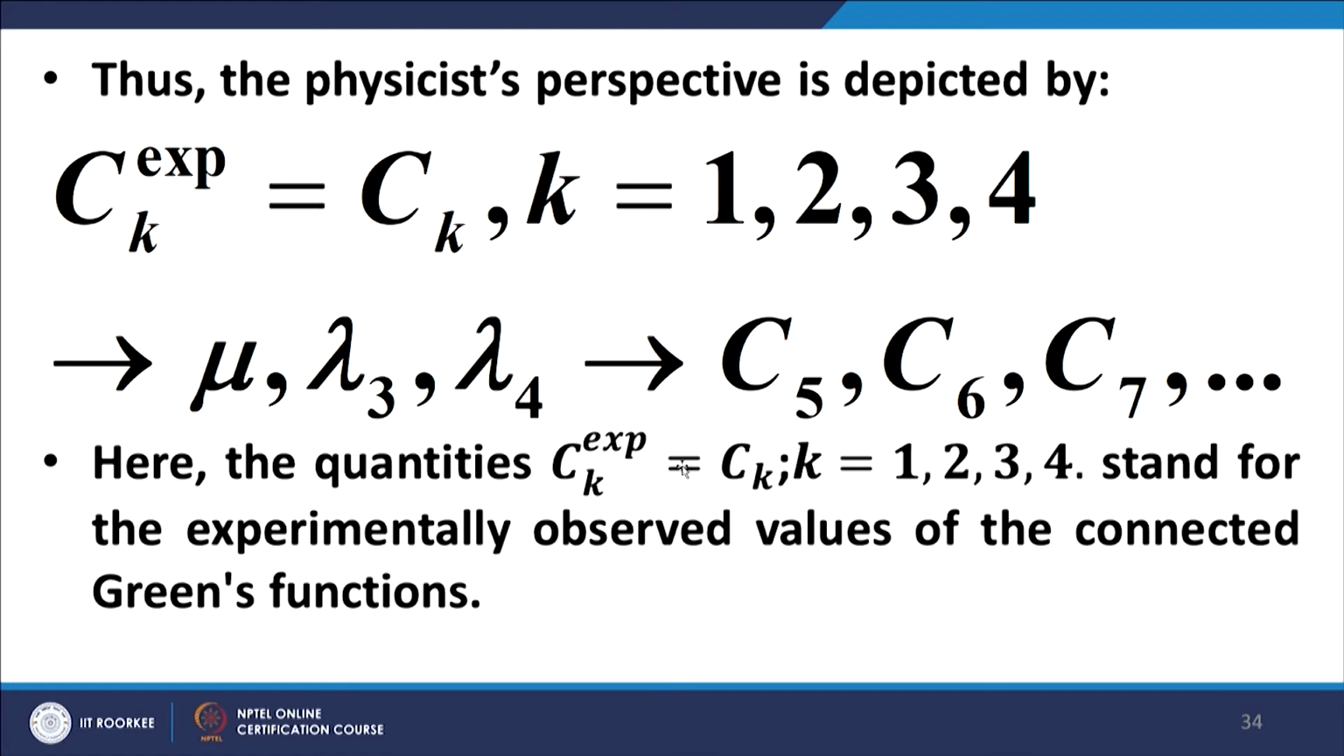They form our inputs to determine the various parameters, the bare parameters of the action, and these bare parameters of the action, which we worked out on the basis of inputs received from the experiments, are then used to work out more Green functions, and these Green functions are then compared with further experiments to arrive at the veracity, accuracy of the theory.